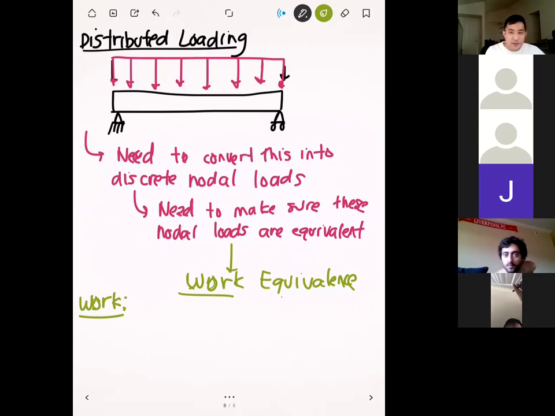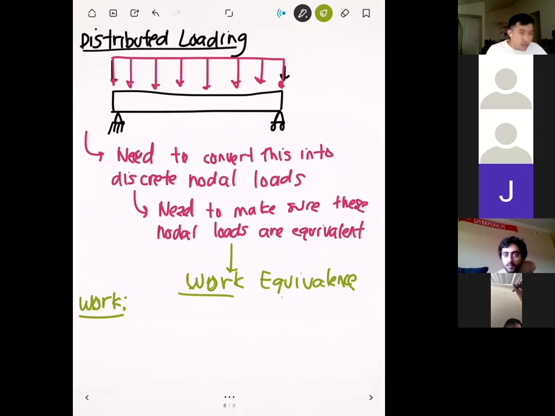But we have a different definition of work. This is actual real work, so it's not really virtual work. We'll come back to virtual work once we do element stiffness matrices after the midterm. But this is actual work right here.